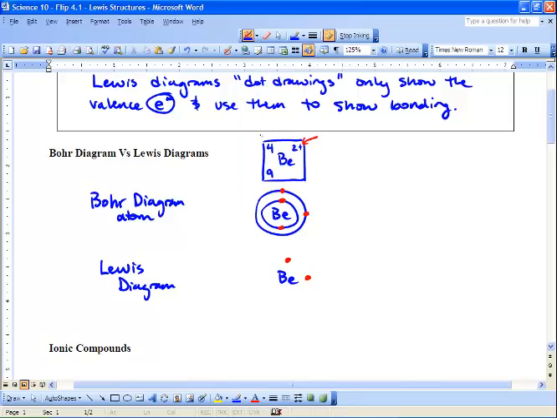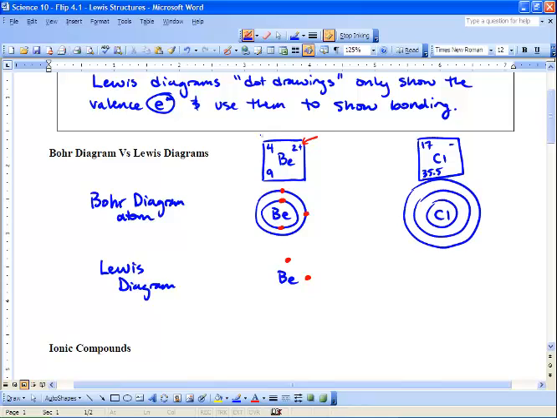All right, let's try one more. We're going to try chlorine. We've got chlorine with 17 protons, 17 electrons in the atom, an atomic mass of 35.5, and a charge of negative when it is an ion. So we've got Cl, and in our first shell we have 2 electrons. Our second shell we have 8. That's 10 altogether, and then we have another 7.